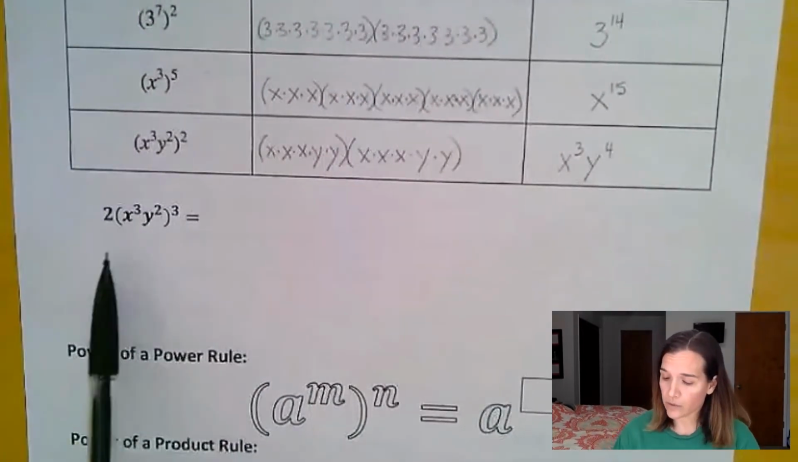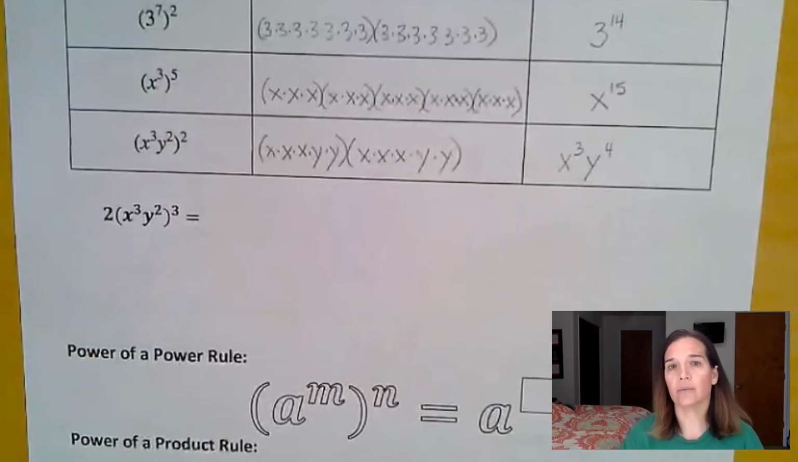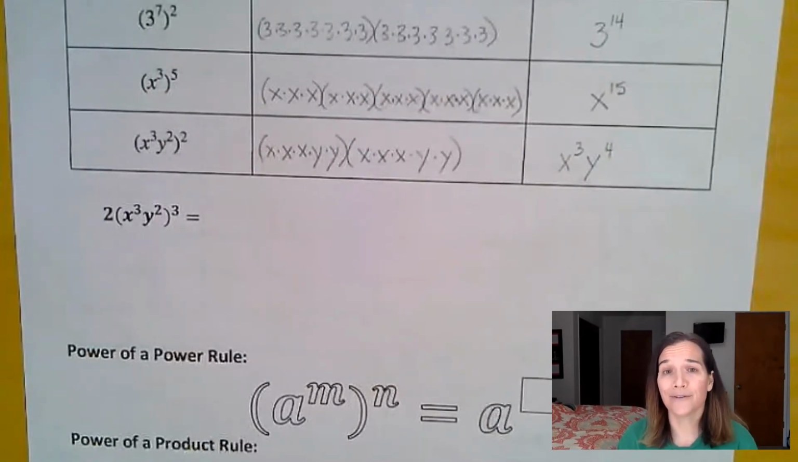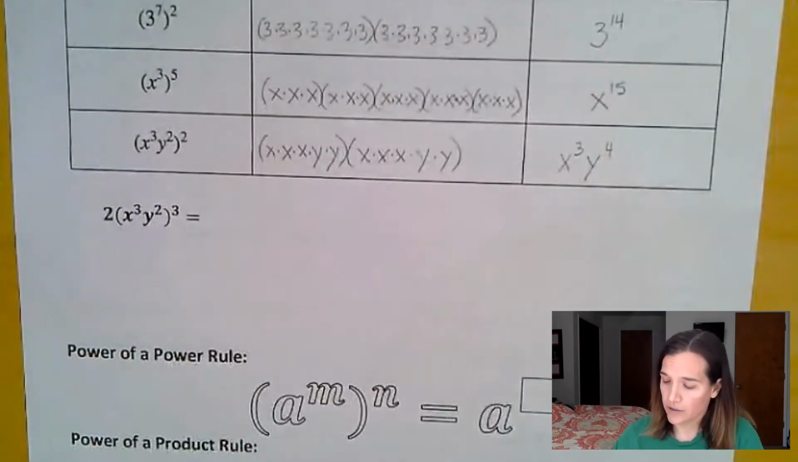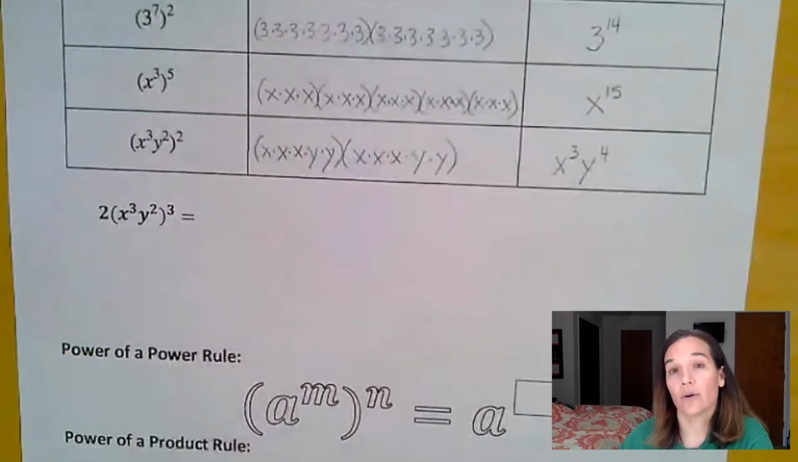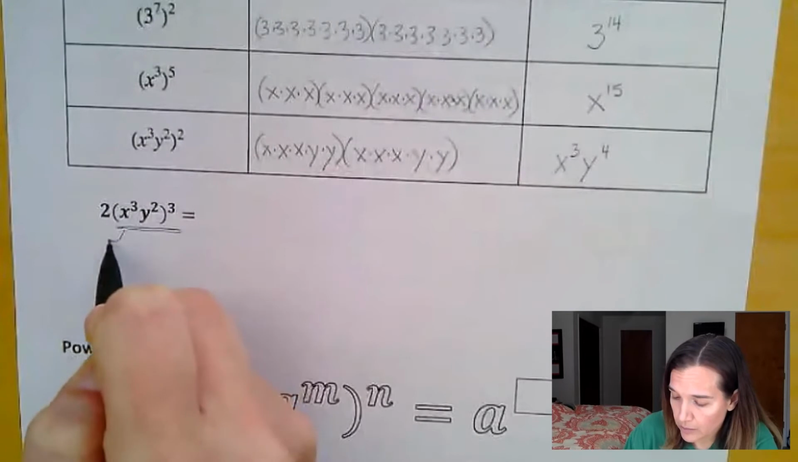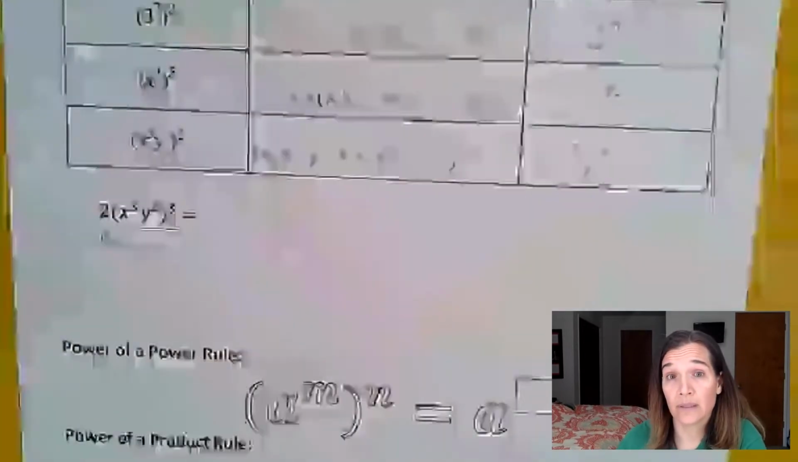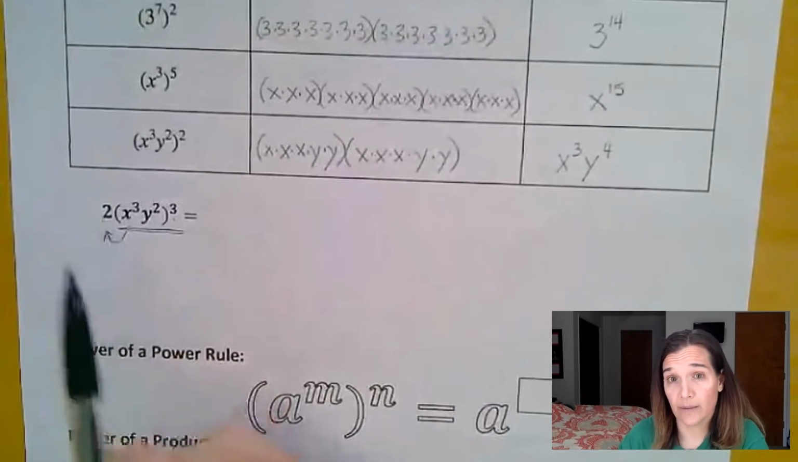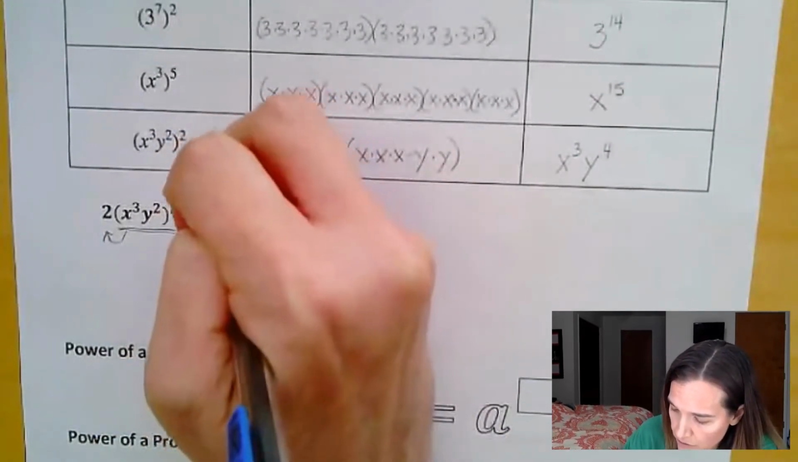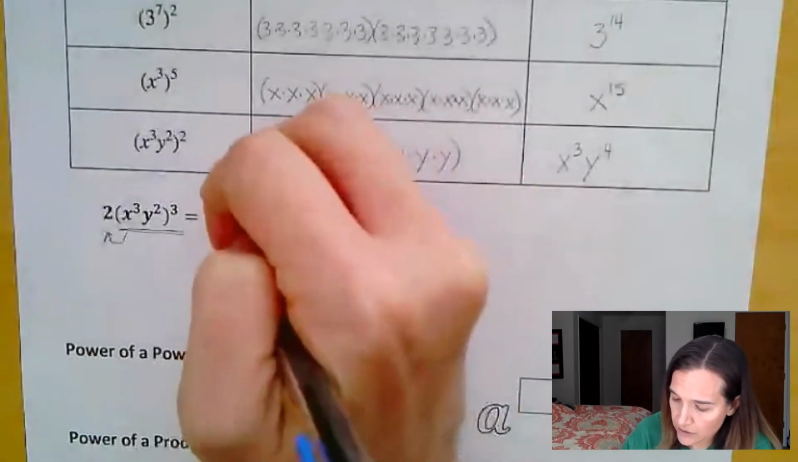So another one of these, and this is a little bit trickier because it's unusual, but you'll learn these over time as well. It's a problem of 2 times the quantity of x cubed y squared all to the 3rd power, or cubed. And so at this point, what we're looking at is order of operations. We always do exponents before we multiply. So I need to take all of this to the 3rd power before I multiply by 2, because that's exponents before multiplying.